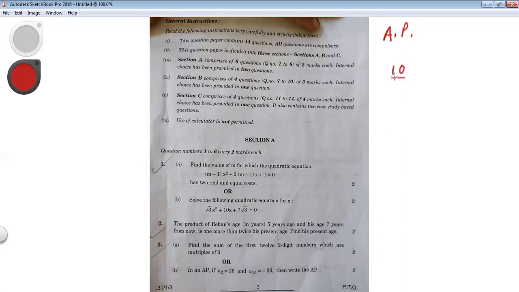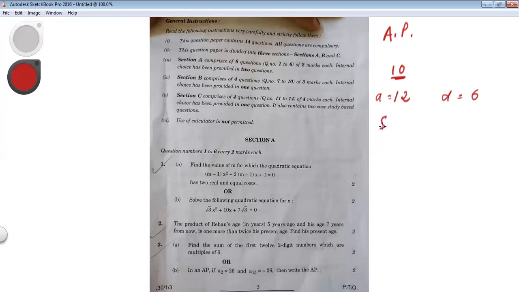The first two-digit number on our natural number list is 10, but 10 is not divisible by 6. So the first two-digit number that is divisible by 6 is 12. Therefore A is 12, and your common difference is going to be 6. First term is 12, and D is 6. You are asked to find the sum of the first 12 two-digit multiples of 6.